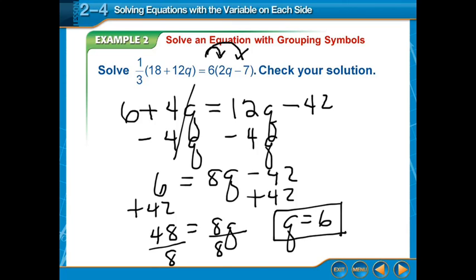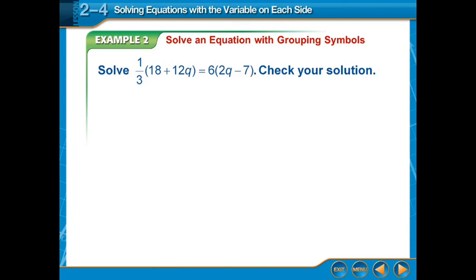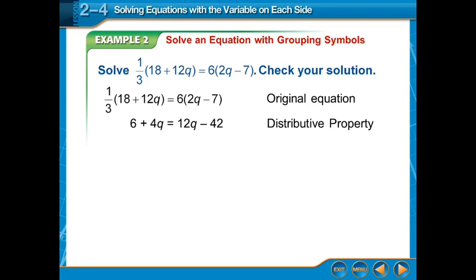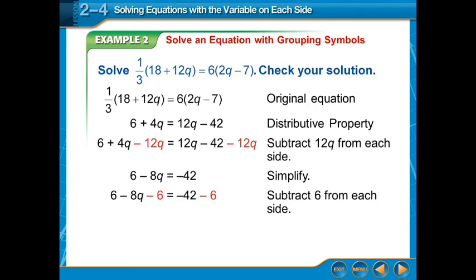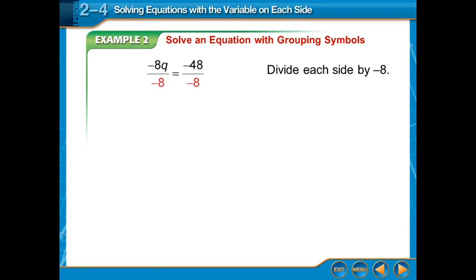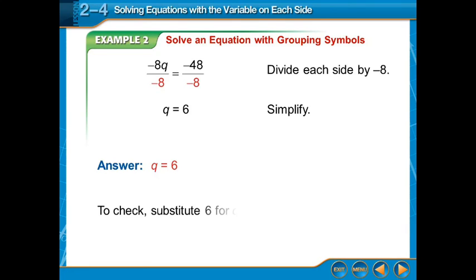Now that I've worked it, I'm going to run through it one more time. There's your original equation. You're using distributive property, subtracting 12q from each side, simplifying, subtracting 6 from each side, dividing each side by 8, and you get q is equal to 6. Again, don't forget to check, substitute 6 for q in the original equation to make sure it makes a true statement.